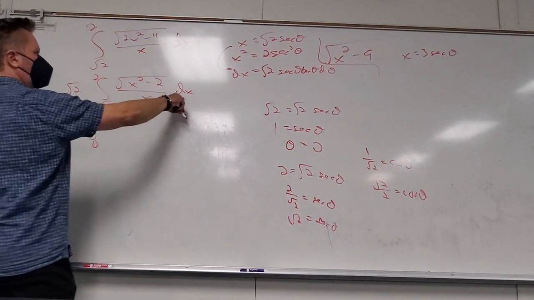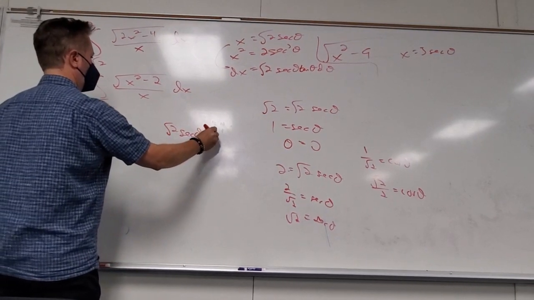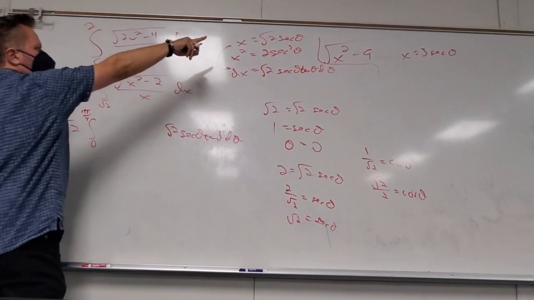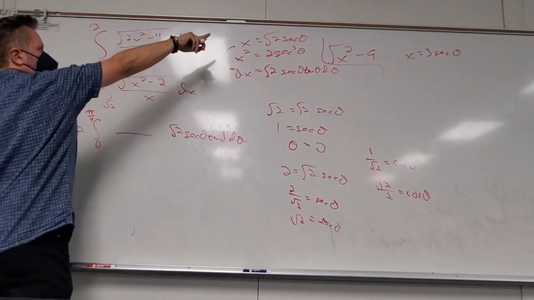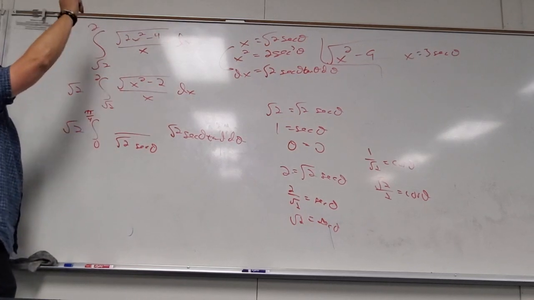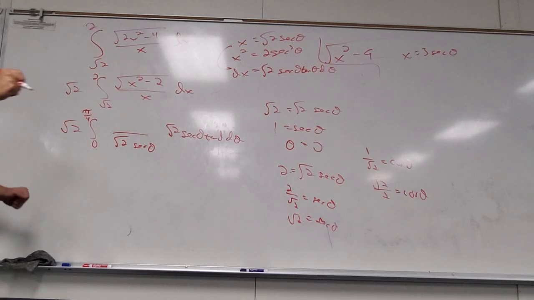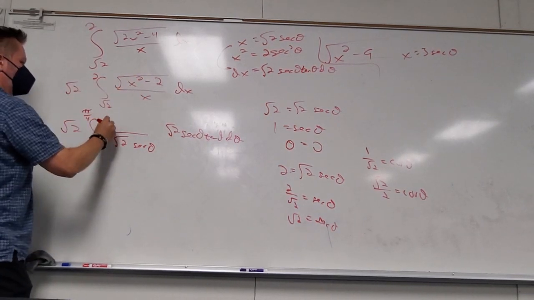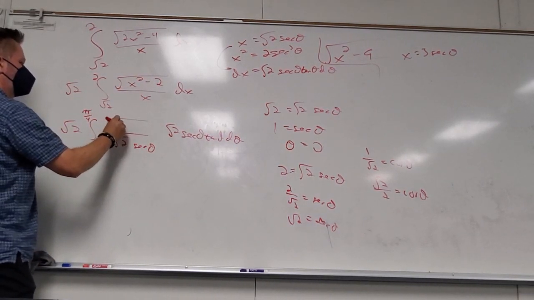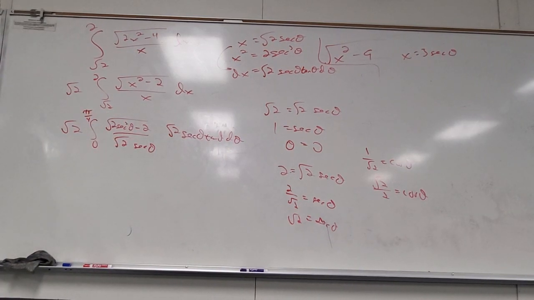Let's see. dx is this business here. x is square root of 2 secant theta, right? And the square root of x squared minus 2 will be 2 secant squared, let me just do it. All right, it'll be 2 secant squared minus 2. I just don't want to write so much. At least if you guys can handle this.